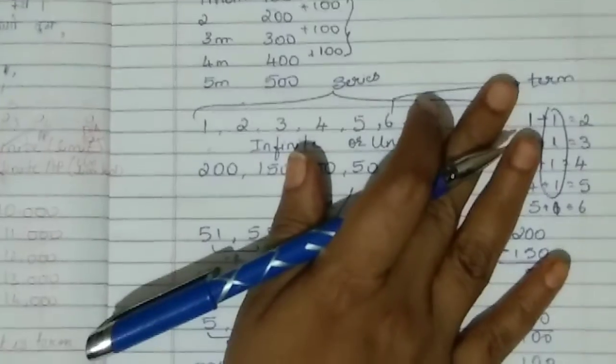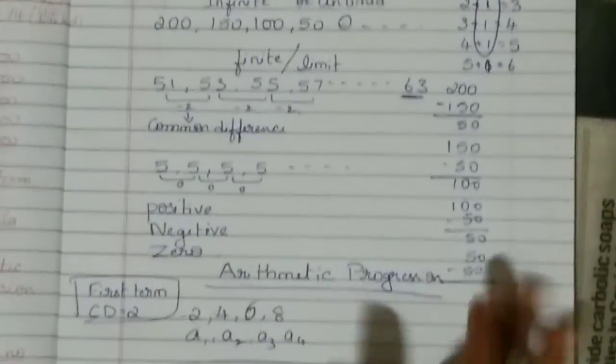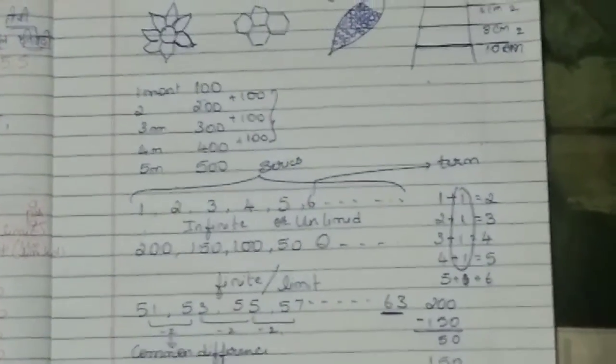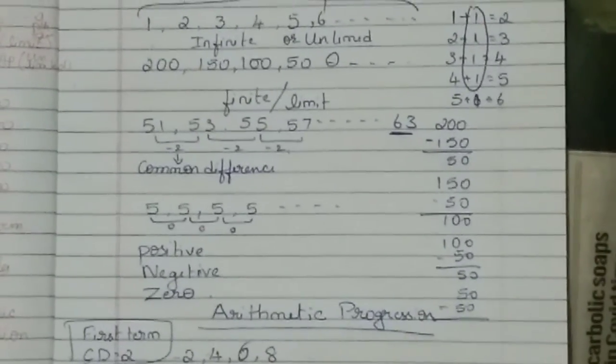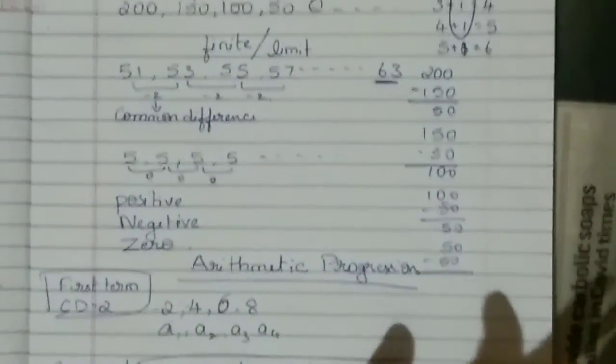Before going to the exercise, you have to know these things. Okay. Now you have a clear picture of what is arithmetic progression, what is series, terms, infinite, finite, common difference, general form. Now we are going to move on to the exercise.